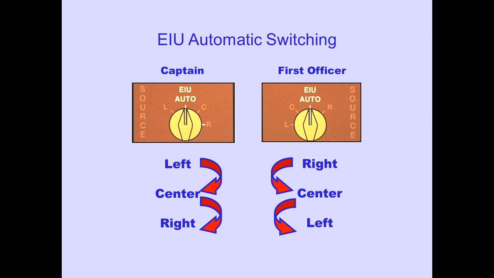The auto position of the captain's selector selects the left EIU. If the left EIU fails, the center EIU is automatically selected. If the left and center EIUs fail, the right EIU is selected. The auto position of the first officer's selector selects the right EIU. If the right EIU fails, the center EIU is automatically selected. If the right and center EIUs fail, the left EIU is selected.